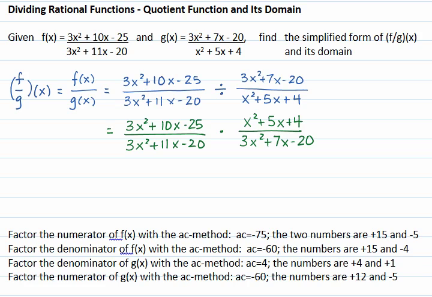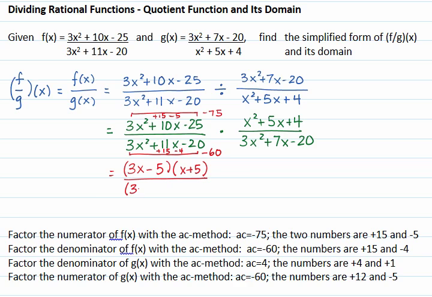We factor the numerator of f of x with the AC method. AC is negative 75. The two numbers are plus 15 and negative 5. The factorization is 3x minus 5 times x plus 5. We factor the denominator of f of x with the AC method. AC is negative 60. Our two numbers are plus 15 and minus 4. The factorization is 3x minus 4 times x plus 5.